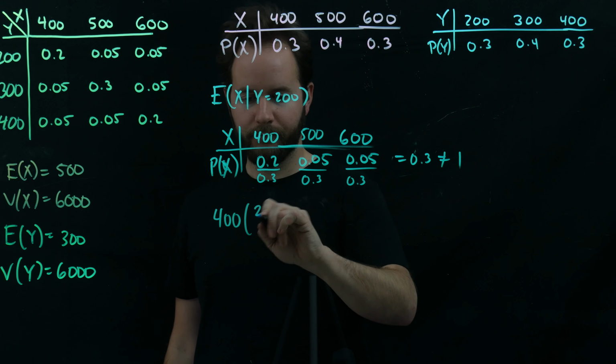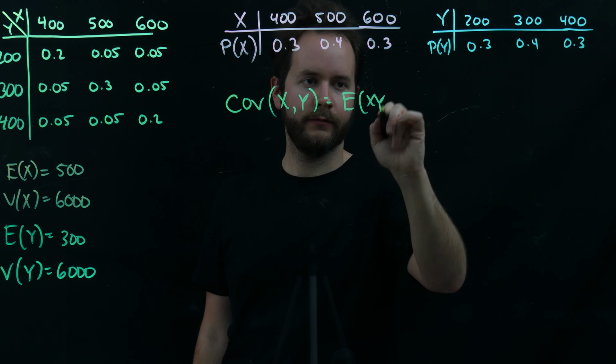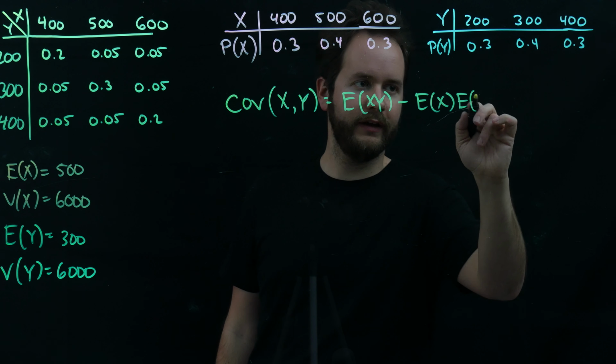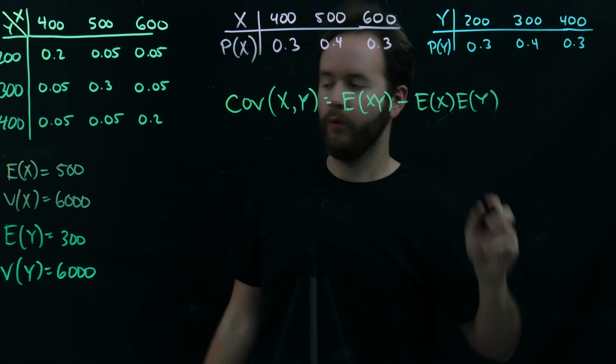Okay, now we're going to do covariance. Covariance requires we have e of xy minus e of x times e of y. Now the good thing about this is we already found e of x and e of y earlier, so we're going to take those values and put them right here, right now. That's going to give me 500 times 300.